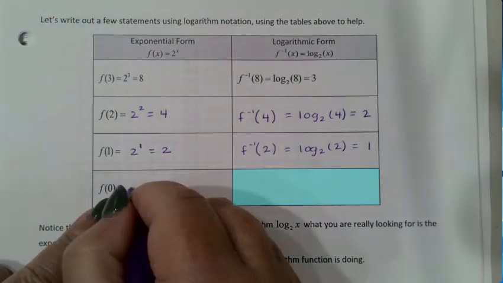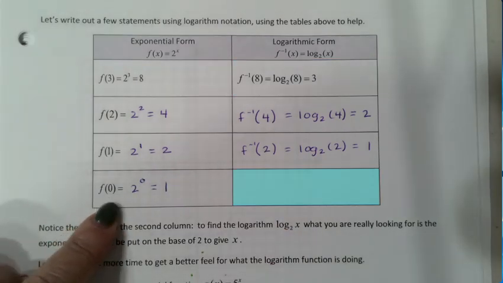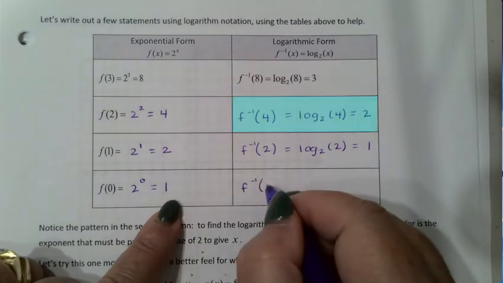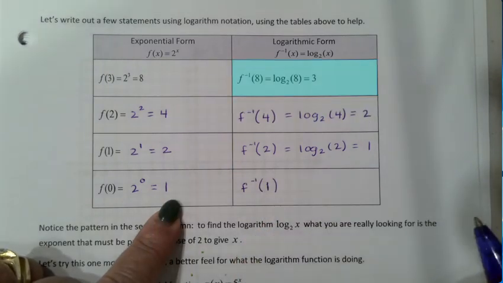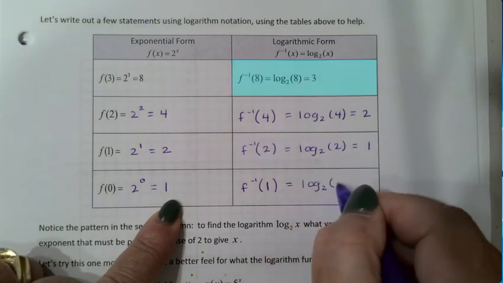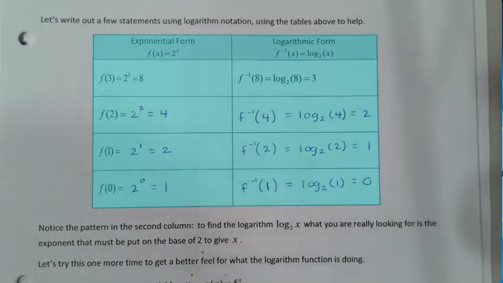And one last one, f of 0. 2 to the 0 equals 1. So when I go to my inverse function, my new input is what my old output was, f inverse of 1, or the log base 2 of 1, would equal that 0. Okay? And those I just kind of did by rote, just switching the inputs and outputs. But what I'd like you to notice now is the pattern that we've established.